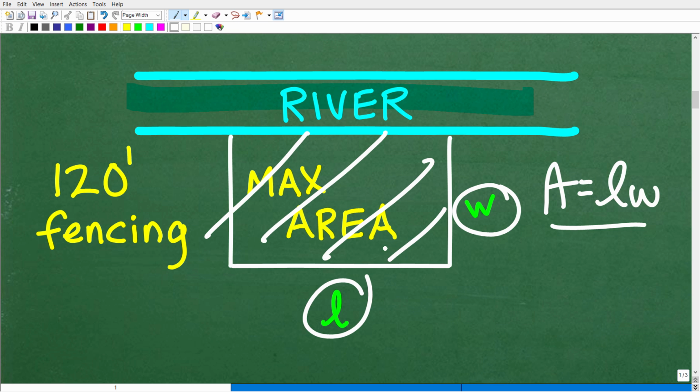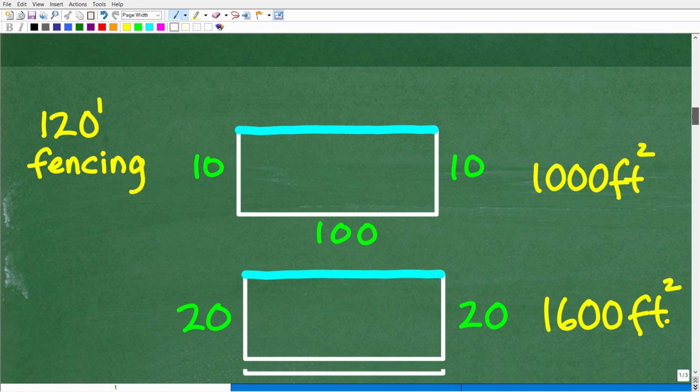Now, you might be saying to yourself, well, 120 feet, maybe you can just put two equal sides here, a little bit here. Maybe it's not going to make a difference. Well, it actually makes a big difference in terms of what width and length you use here. Matter of fact, let's go ahead and take a look at some examples.